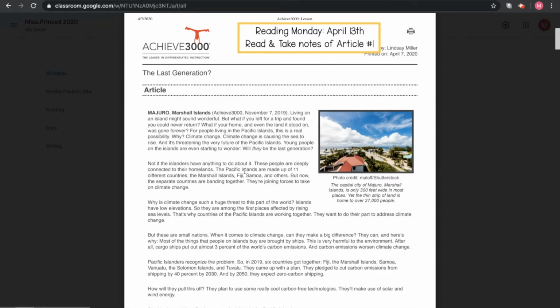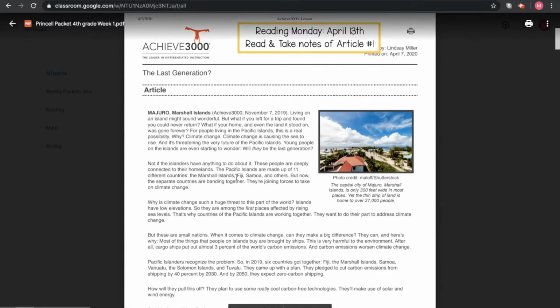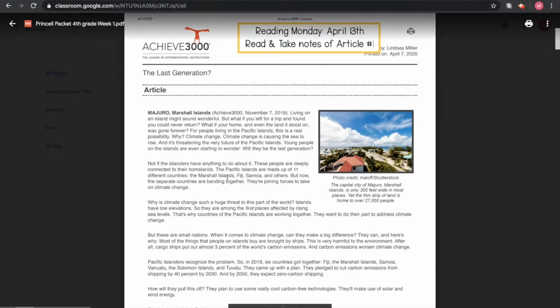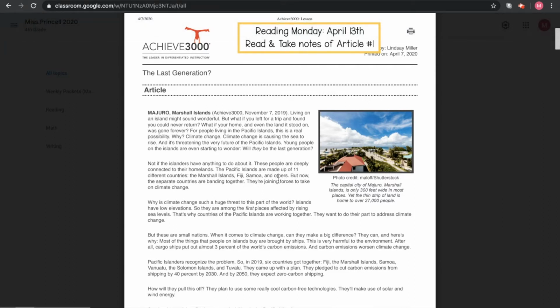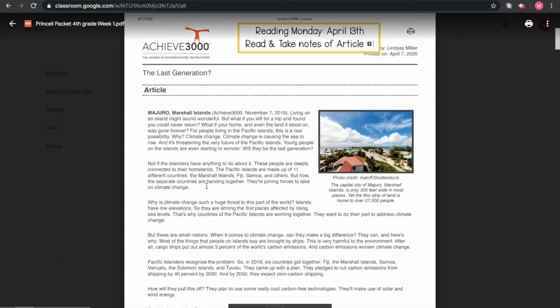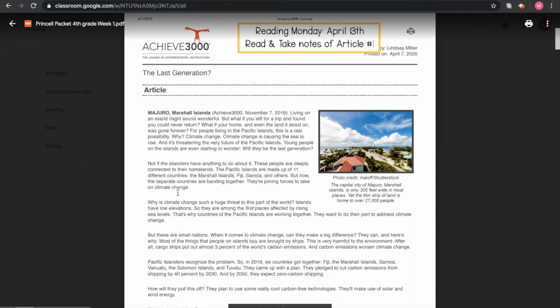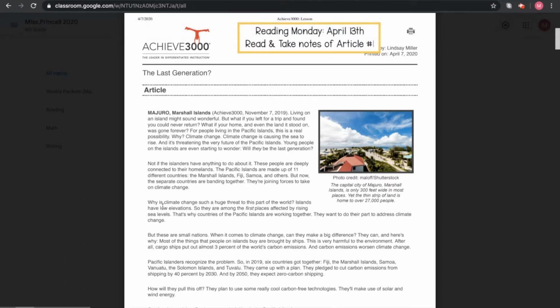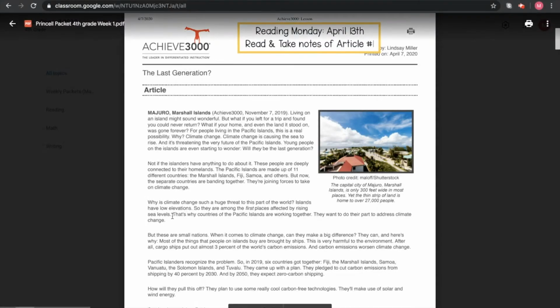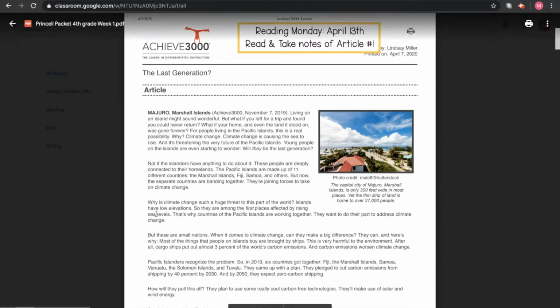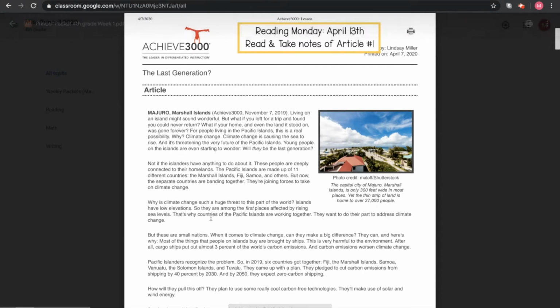These people are deeply connected to their homelands. The Pacific Islands are made up of 11 different countries, the Marshall Islands, Fiji, Samoa, and others. But now the separate countries are banding together. They're joining forces to take on climate change. Why is climate change such a huge threat to this part of the world? Islands have low elevations, so they're among the first places affected by rising sea levels. That's why countries of the Pacific Islands are working together.